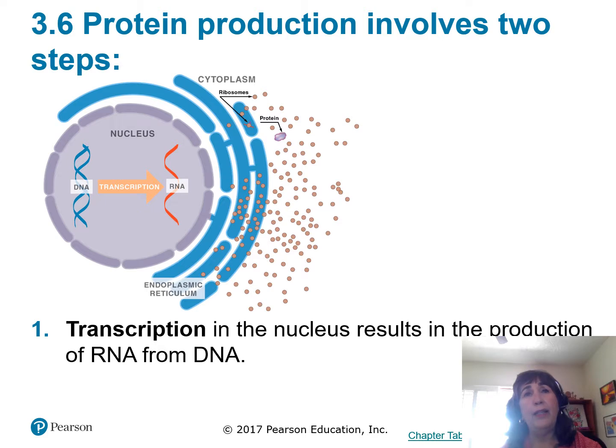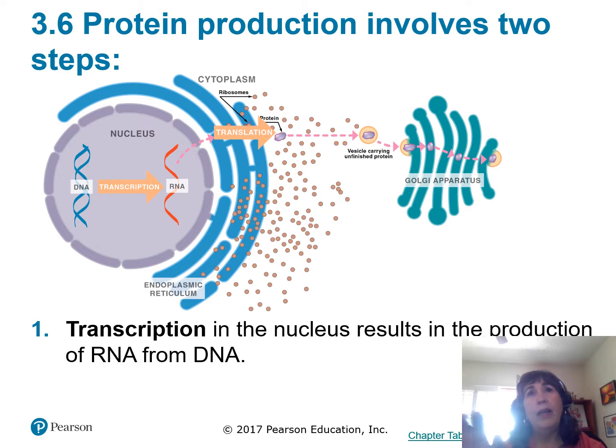The first step is transcription. So transcription is the copy of DNA to RNA, and that happens in the nucleus. And once that happens, the RNA leaves the nucleus and goes out into the cytoplasm where the ribosomes are located. Then at the ribosomes, the information on RNA is translated into a protein. And then from there, the Golgi apparatus will transport that protein to where it is needed in the cell.